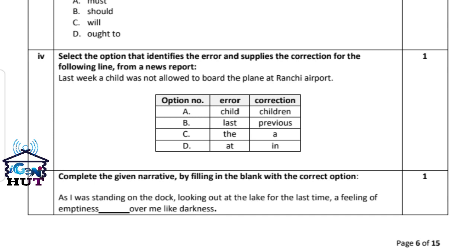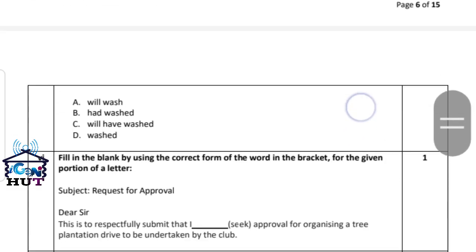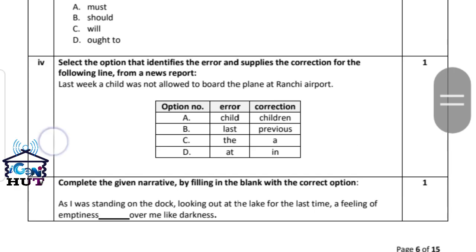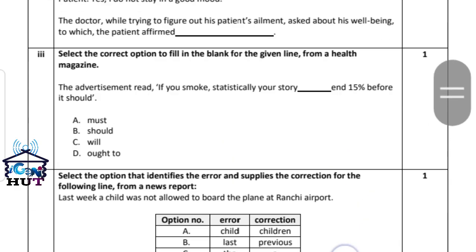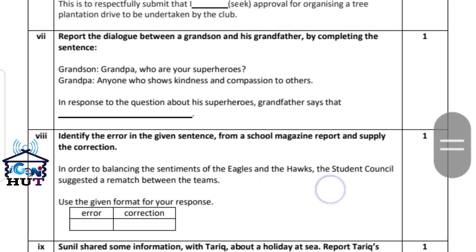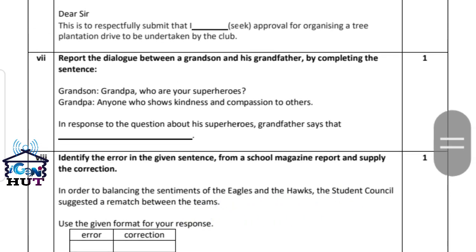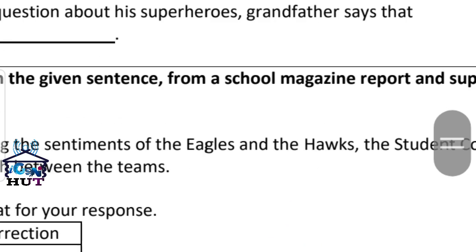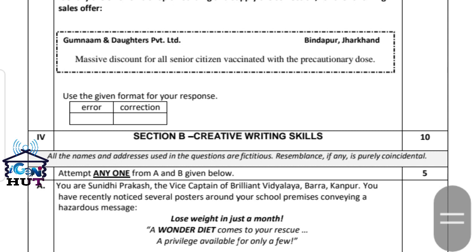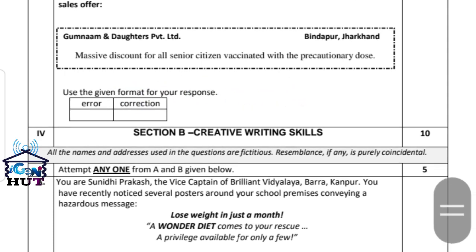Now this time 3 different questions have been given for error correction, in which only one is provided with the options. Question number 4, we can see, is provided with the options, whereas for the other questions, see, identify the error in the given sentence from a school magazine report and supply the correction. The option is not given here. And again, identify the error on a shop's hoarding and supply the correction for the following. So here also no options have been provided. So that is one of the major changes.